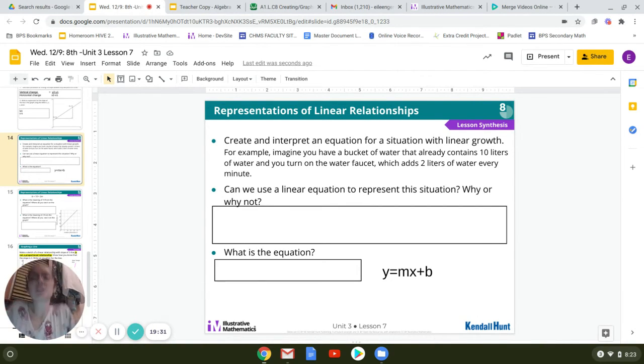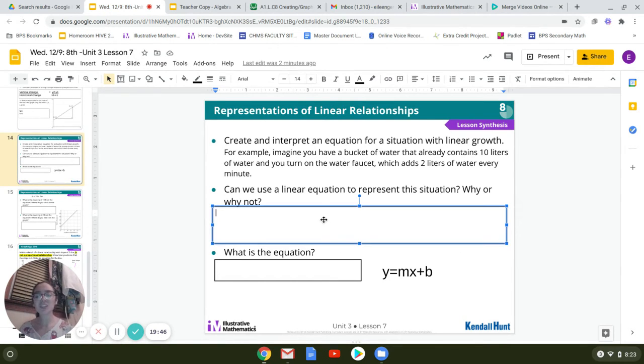Okay, so ladies and gentlemen, does this story have a constant rate of change? It has 10 liters in its water tank, and then you're adding 2 liters every minute. So is this a linear equation? Yes, this is a linear equation. And the way that we know that is because it has a constant rate of change. The faucet is adding 2 liters every minute.